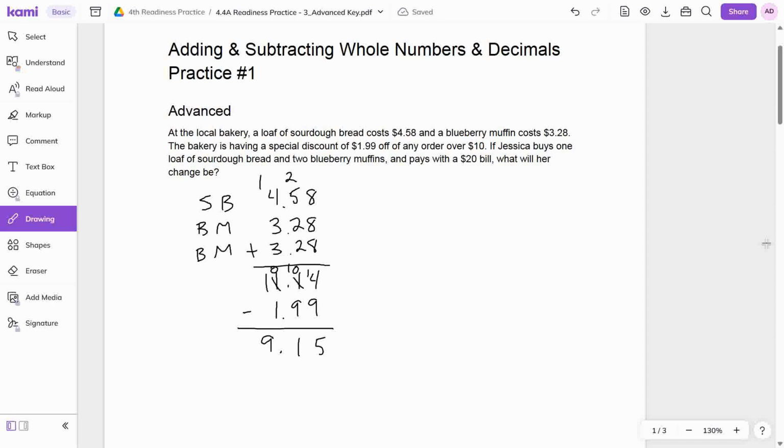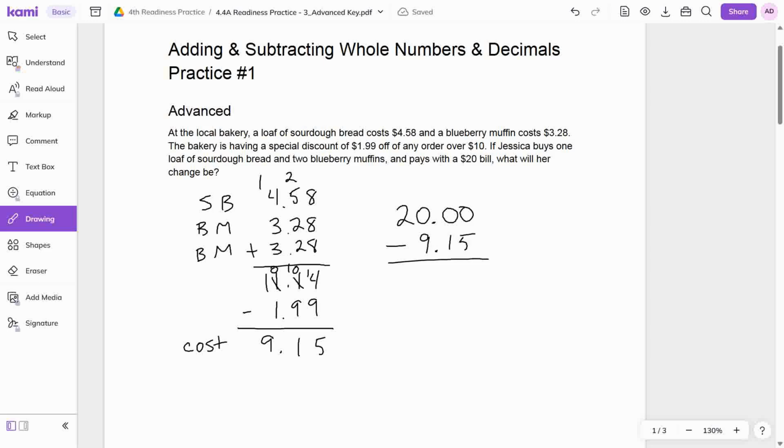Now, Jessica's going to pay with a $20 bill. So this is her total cost. All right. Now, she's going to pay with the $20 bill. I'm looking for her change, which means I need to start with $20. And there's no decimal, so you can always put it after the ones place. I need to subtract what it cost, $9.15.